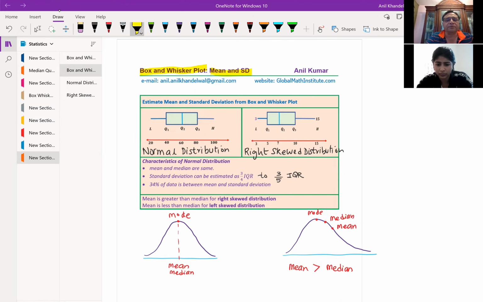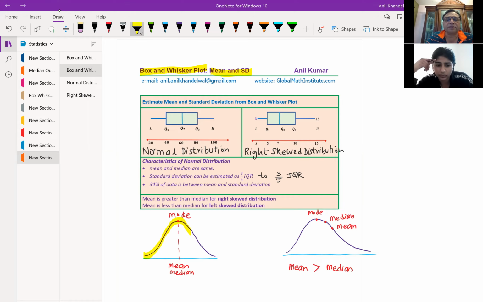The first one here, we have two box and whisker diagrams. As you can see, the one on the left and the one on the right are slightly different. The one on the left is kind of a uniform distribution. You see the median right in the center, both the whiskers the same distance away from Q1 and Q3. So that kind of data represents a normal distribution.